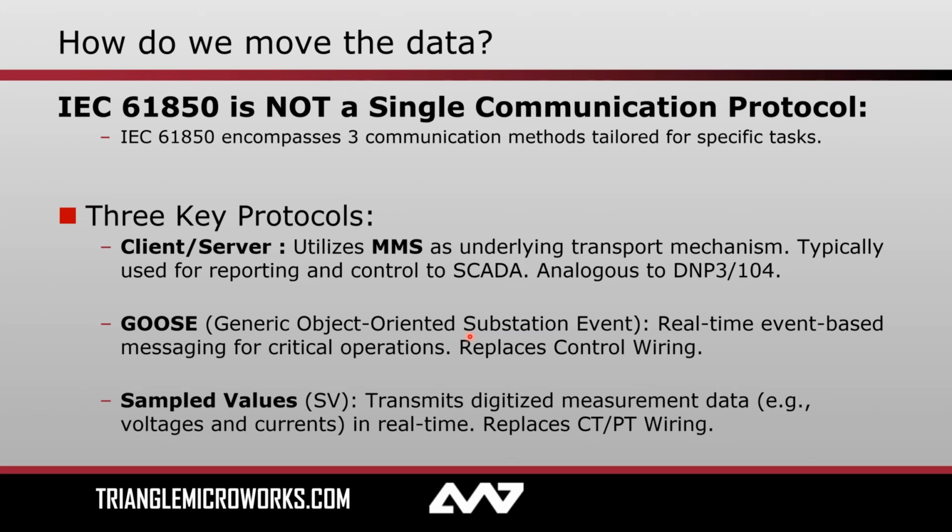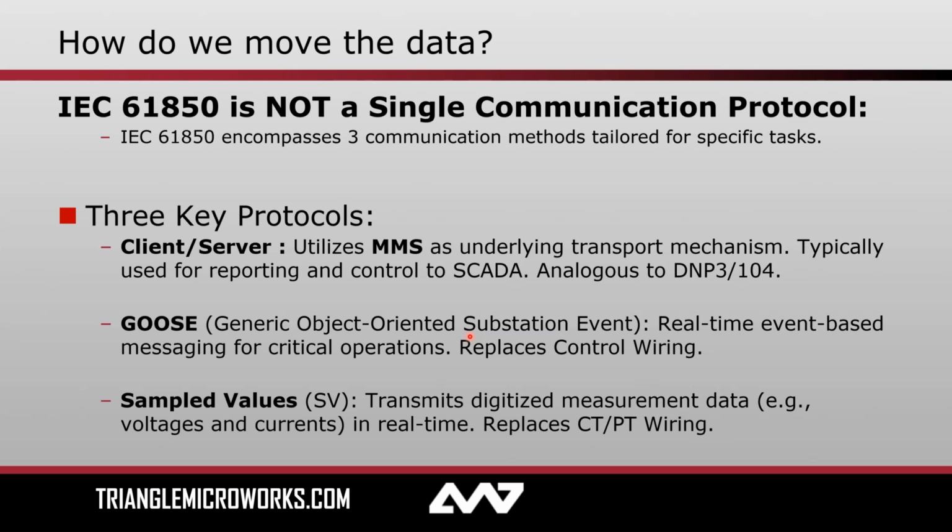The first of the three that we'll dive into is client server. So this utilizes the MMS protocol as an underlying transport mechanism. And it's the one that's typically used for reporting information up to a SCADA system, much like DNP3 or 104, and receiving controls back down. So if an operator wants to sit at his desk and issue an open command to a specific breaker, for example, the mechanism that's going to enable that is going to be client-server communications. Likewise, if he wants to see that that breaker actually opened, that status information is going to come back via report, which is carried over this protocol.